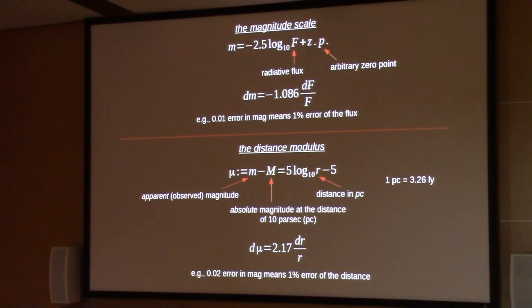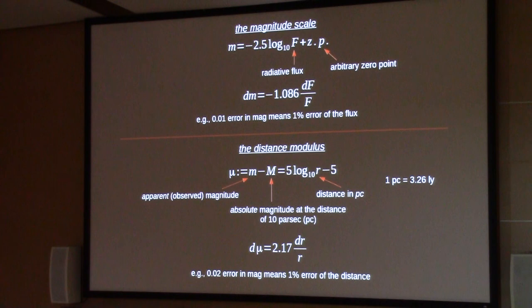So before we continue, a quick reminder that in astronomy we use the magnitude scale, so basically this is the logarithmic scale of radiative fluxes or intensities. And we have to remember that 1/100 of magnitude in error means that we have 1% error of the flux, relative error of the flux.